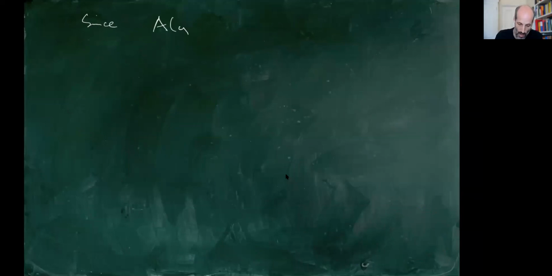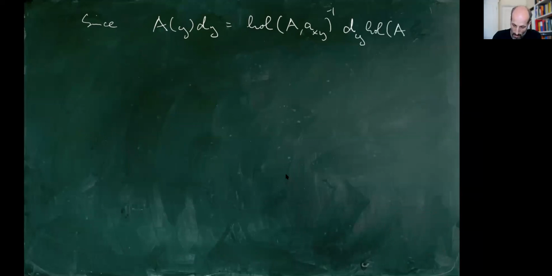So we can write, say, A of y dy as being the holonomy of A along AXY inverse, and then the differential in y of the holonomy of A along AXY, right? So this is really just another way of writing the same thing. So we have this identity here, and then of course the same identity for the A bar, right? A bar dy equal to, well, same thing with just A's replaced by A bars.